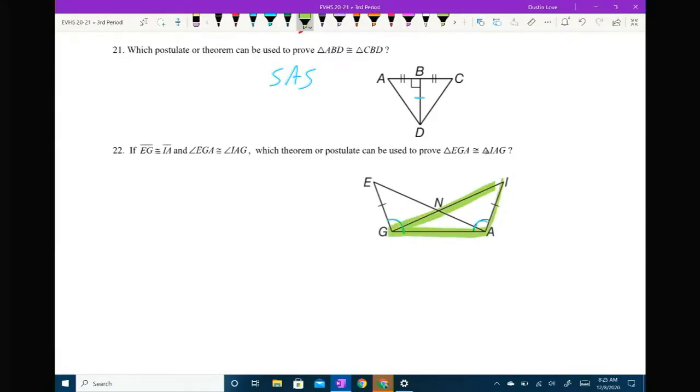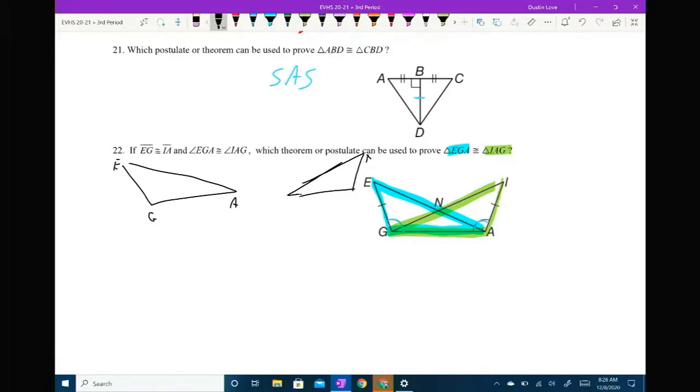IAG and EGA are these two triangles. Now, something that I find to be helpful on these is to draw them out separately when they overlap each other. I'm going to draw EGA and then IAG. And now when you do that, also translate in all the markings.